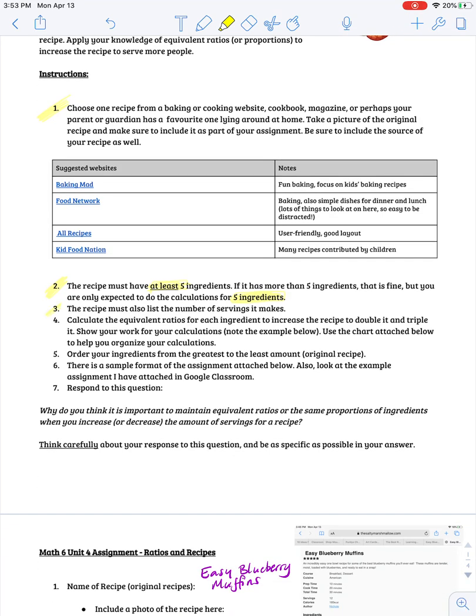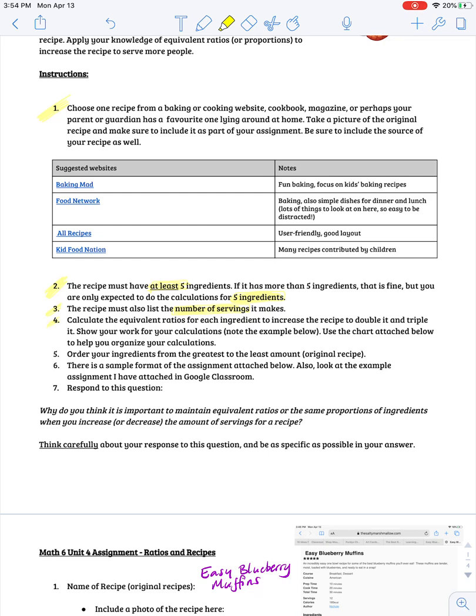Okay. Number 3, the recipe must also list the number of servings it makes. This is really key because this will determine how you're calculating your ratios. So this is where you have to look carefully when you're on a website because sometimes it's not very obvious where the serving is listed or the amount of servings is listed. It always has to be listed though. So be sure to look out for that.